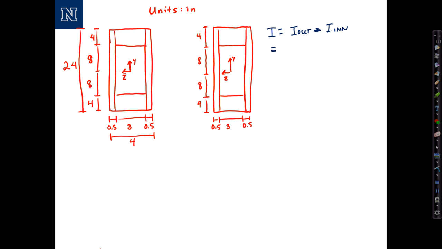The outer moment of inertia, we'll take the outer dimensions, 4 inches for the width, 24 for the height. So we have 4 times 24 cubed over 12, minus the inner dimensions, which is 3 for the width, 16 for the height, so we have 3 times 16 cubed over 12. This is going to be inches to the fourth, and the value computes to 3584 inches to the fourth. So that's I for our section. That's all we need for the first calculation, along with a value of C, which by inspection should be half of the total height, or 12 inches.